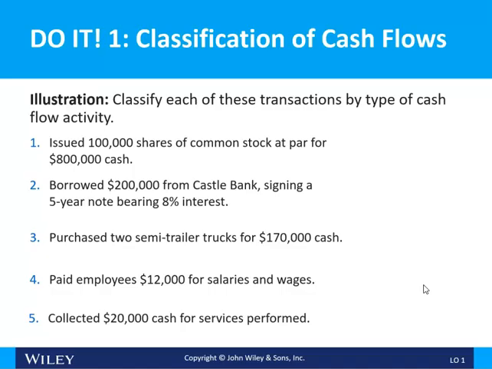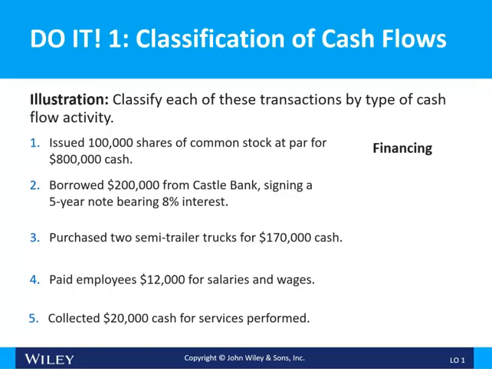So we'll now look at some transactions and identify which section of the cash flow statement they should go on. So if we issued 100,000 shares of common stock at par for $800,000 in cash, it goes in the stockholders' equity section of the balance sheet, so it goes in the financing section of the cash flow statement.